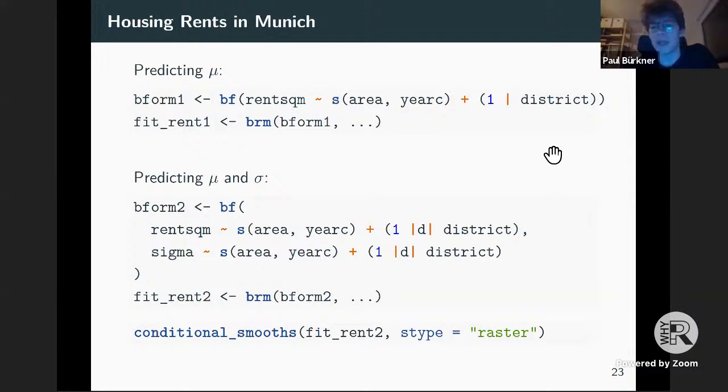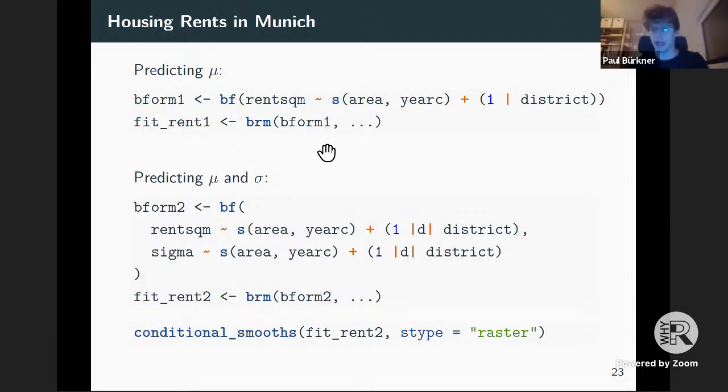The problem here is that we have literally no idea how the area of the apartment and the construction year relate to the rent per square meter. So what we're going to do is specify a two-dimensional spline of area and construction year, and we're adding the varying intercept of district. Then we're going to fit the model, and it runs, I don't know, half an hour or so, perhaps less, perhaps a little bit longer depending on how quick your laptop is. And then we can get results, which I'm going to show in a second.